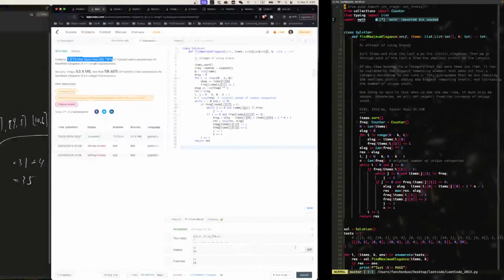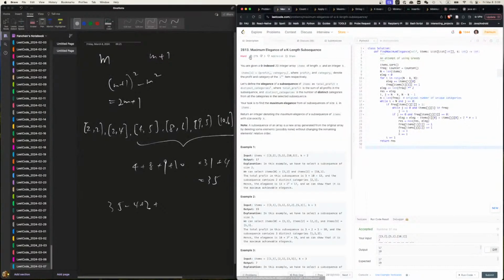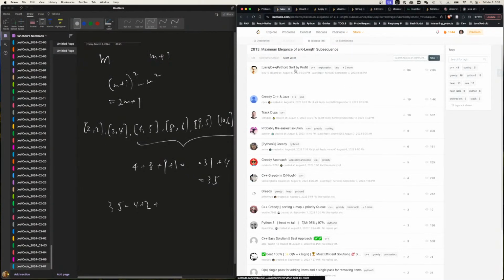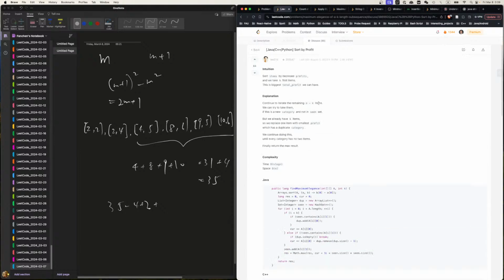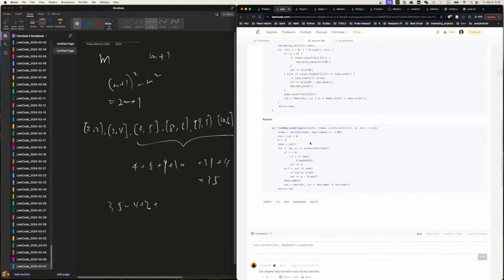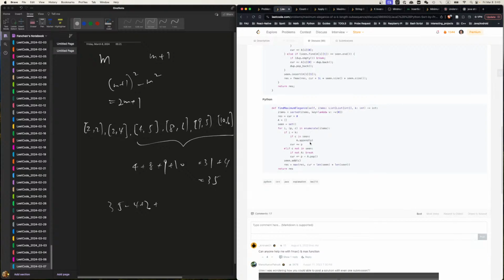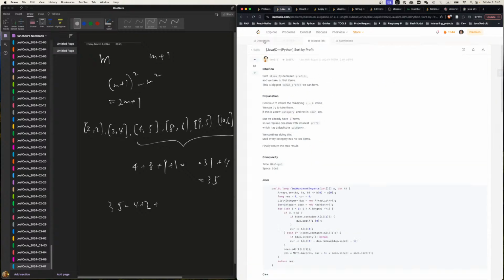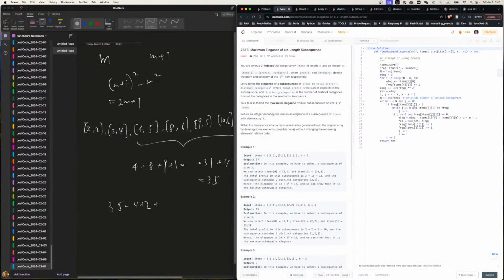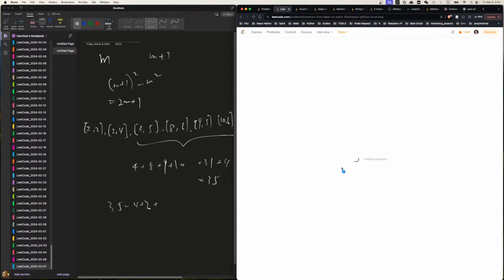Did you save it? Yeah, save it. Okay, well, that was a good problem, and then we went through this. Sort by profit. Sort by profit continuous. Yep. I think we're on to the same thing. So I'll keep my implementation. All right, we can move on to the next one.